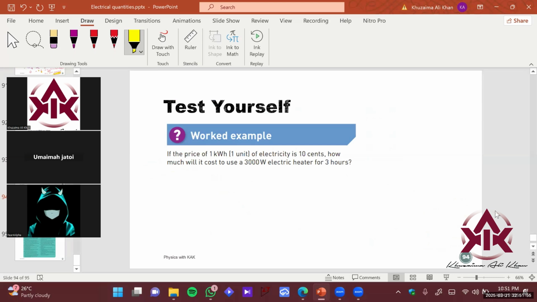So now let's solve this question, and this would end our chapter here. This is just an example here. The price of 1 unit of electricity consumed is 10 cents, right? So if you have a 3000 watt electric heater in your house and you operate it for 3 hours, how much will you be charged by the power company, right? So it's pretty simple. Let's find out the total units which you are consuming over here. So we simply multiply the power into hours, right?